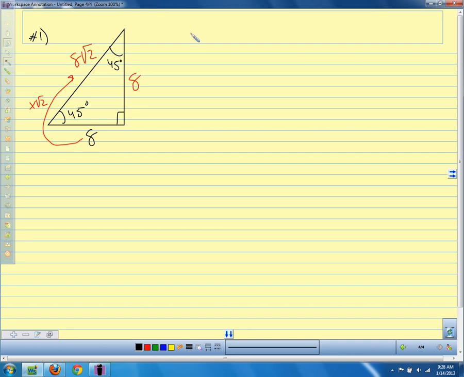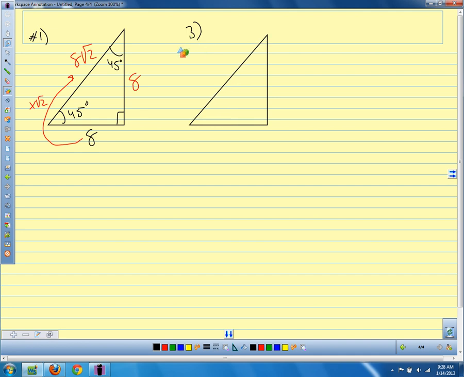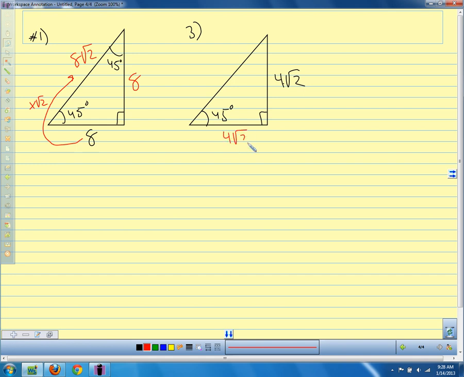Number 3. So we're going to do the odds. I'm just going to do a few of these. Number 3 tells us that this side is 4 times the square root of 2 units long. And this is a 45, 45, 90 again. All of these triangles we're working with today are 45, 45, 90. So if this is 4 square root of 2, how long is this side? 4 square root of 2, they're the same.